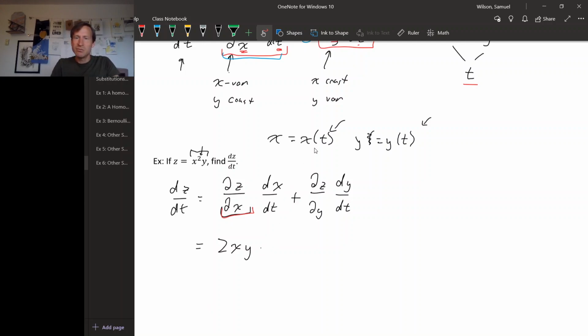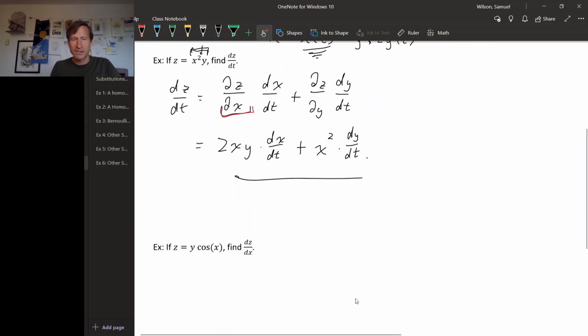Times dx dt. Since we don't have a formula for what x is as a function of t, we just have to leave this as dx dt. Okay, plus, now the derivative of z with respect to y. So now we take the derivative of this formula for z, but we treat y like the variable and x like a constant. So the x squared just survives since it's a constant multiple, and then the derivative of y is 1. So we're done with this derivative of z with respect to y. So then times dy dt. And again, since we don't know what y is as a function of t, we have to just leave it like that. So there we go. There's our formula for the derivative of z with respect to t.